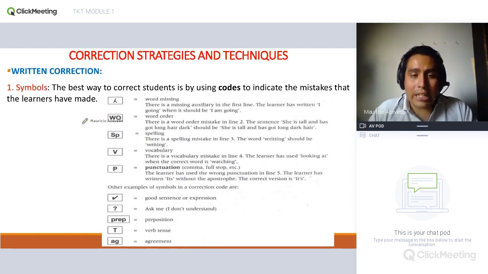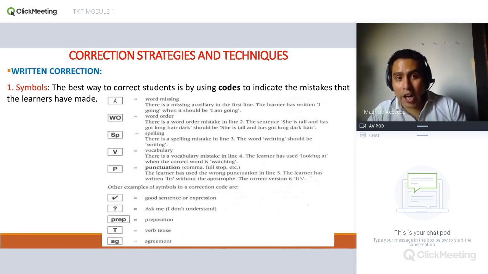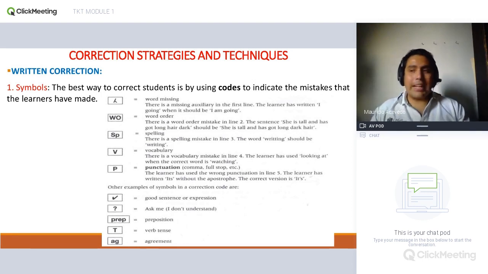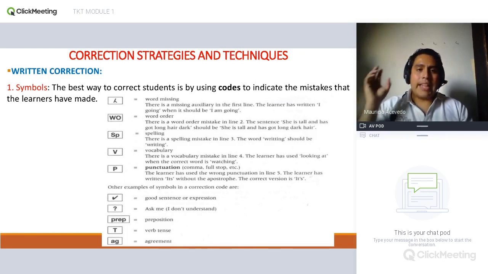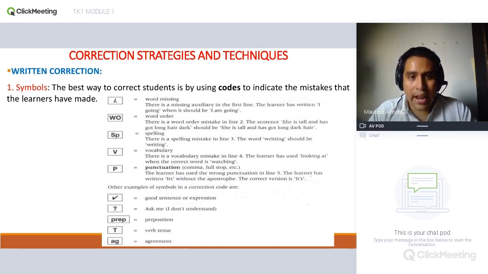WO, okay, when it's in word order. Okay, there is a word order mistake in line 2. The sentence, she's tall and has got long hair dark. So she should be, she's tall and has got long dark hair. Okay, so remember that in English, first we write the adjective and then the noun. Okay, so in this case, this is a word order.